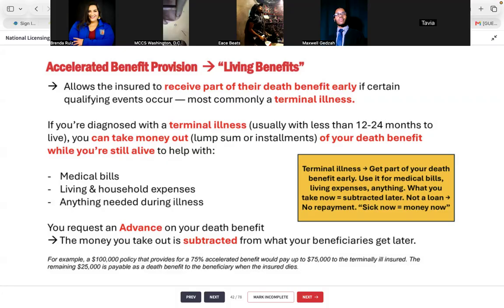Okay, if you do the math, she received $156,000 from her life insurance policy, all because of the accelerated benefit provision. This was money that she did not have to work for. This is money that she did not have to pay back. This is money that she was able to use to take care of her medical bills. She was able to hire someone to come take care of her, hire a personal chef to come cook for her. She was able to put some money away.